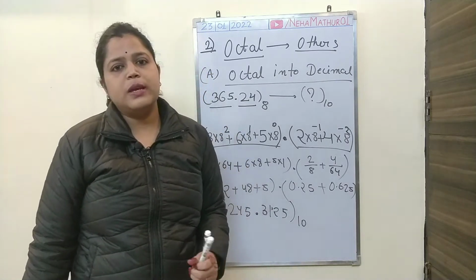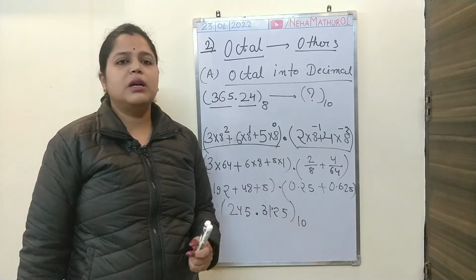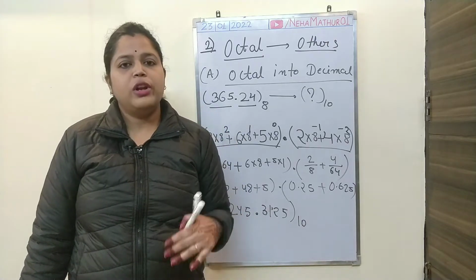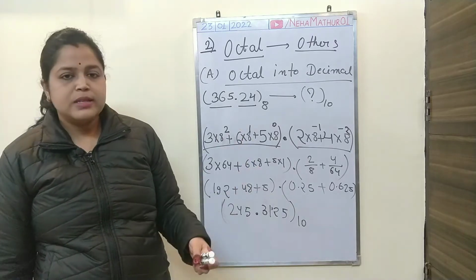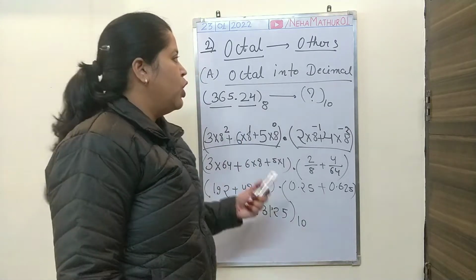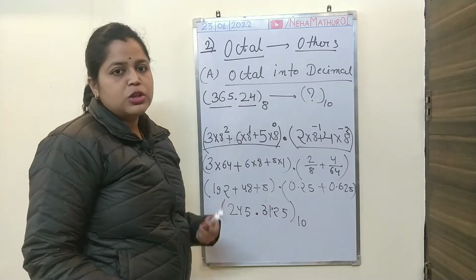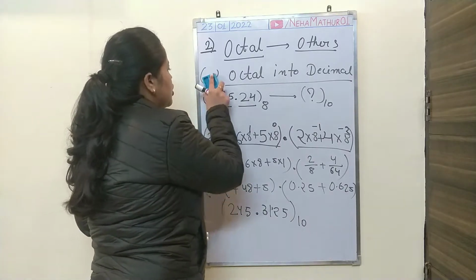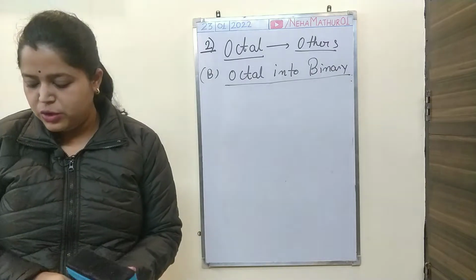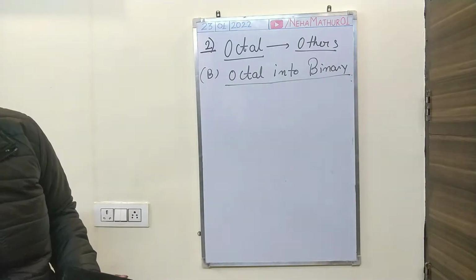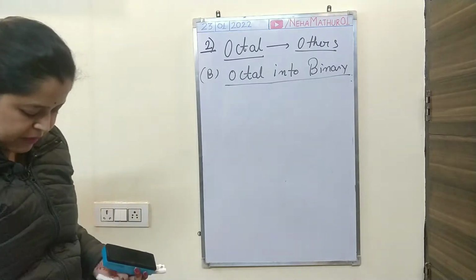By using that concept you can convert any octal number, whether it is a simple integer or a mixed number, into a decimal number. So this is all about octal to decimal. Similarly we will go with octal to binary and then octal to hexadecimal. So the next is octal to binary. Given a number having base 8, you want to convert that number into a number system having base 2.